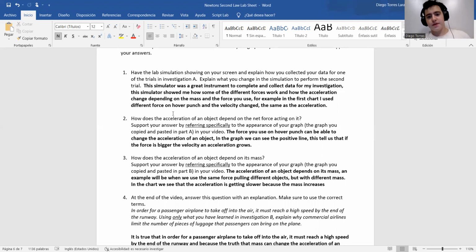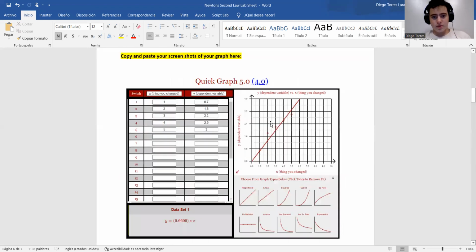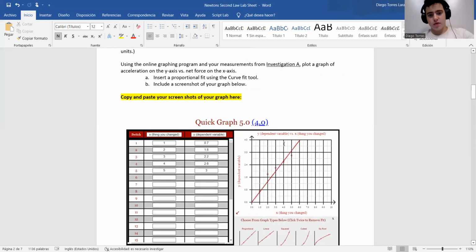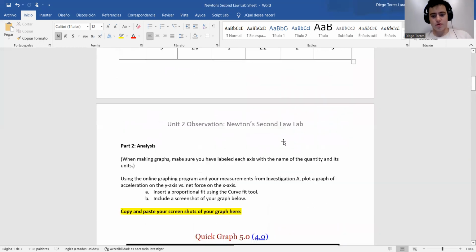For example, in the first chart, I used different forces on the hover puck and the velocity changed, the same as the acceleration. So here we can see that this line has a positive slope, which means that the acceleration is growing.